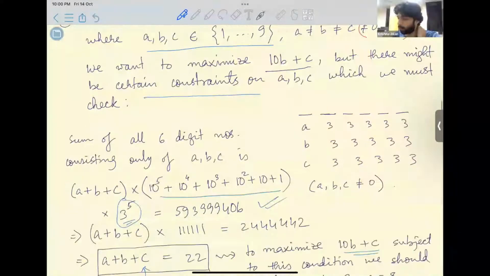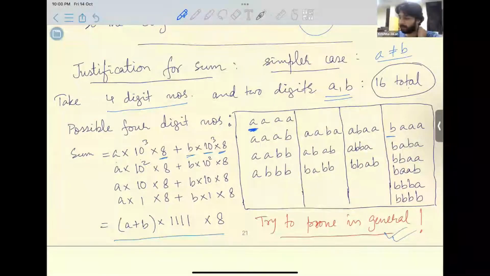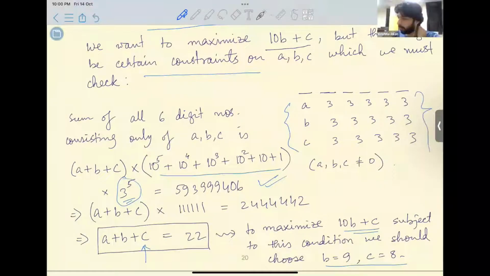Yeah, that is left as homework. So you should see why 3 to the power 5. I've given you some hint over here. You should check why 3 to the power 5. It's an exercise in the multiplication principle and decimal representation of numbers. You should do that. Okay. Anything else? No, sir.